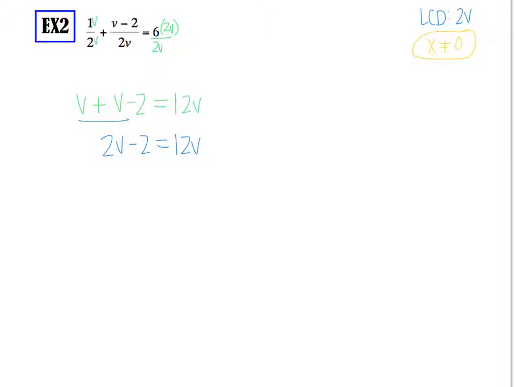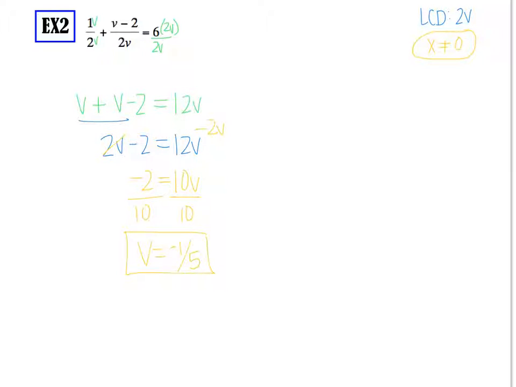So is this linear or quadratic? Well, it's linear because I don't have anything to the second power. So I'm just going to solve a simple linear equation. So subtract 2v. I get negative 2 equals 10v. Divide by 10, divide by 10. I get v is negative 1/5.